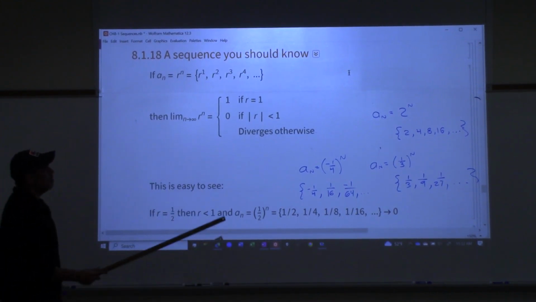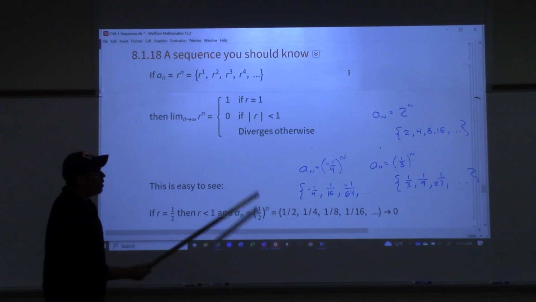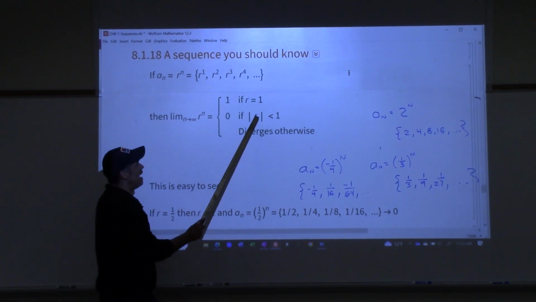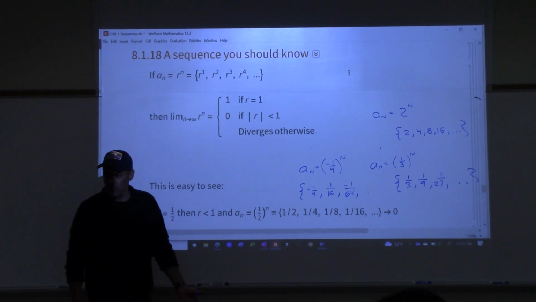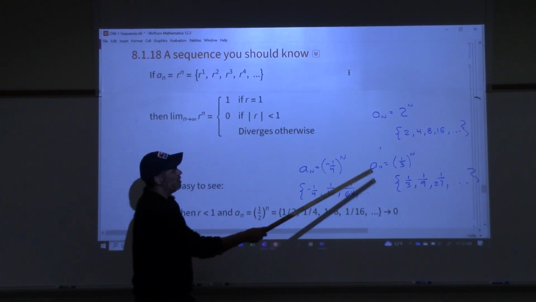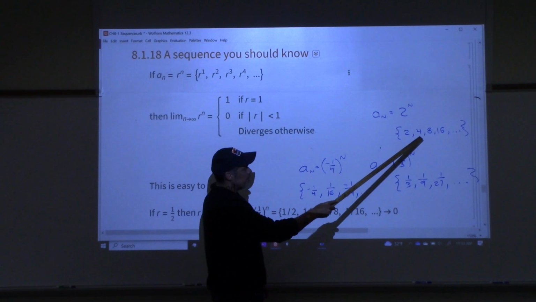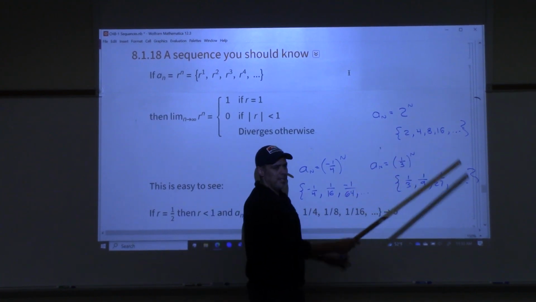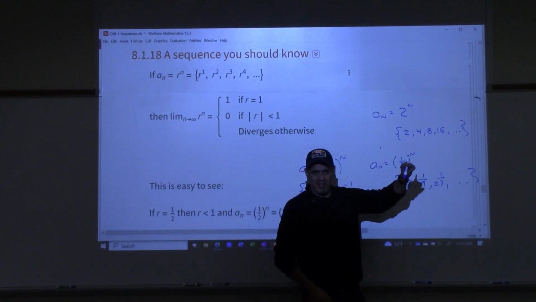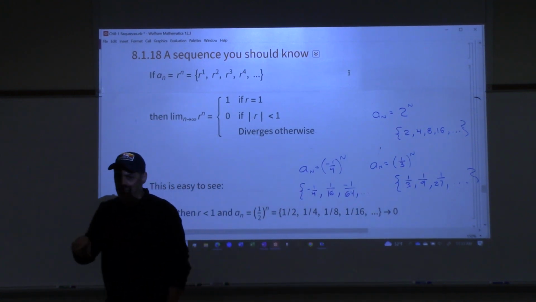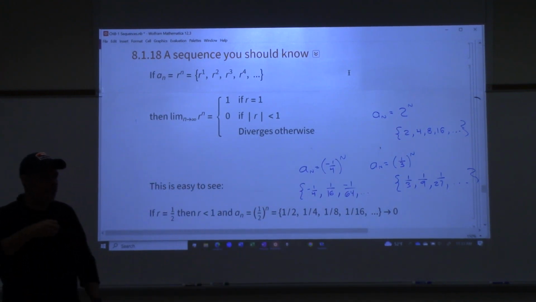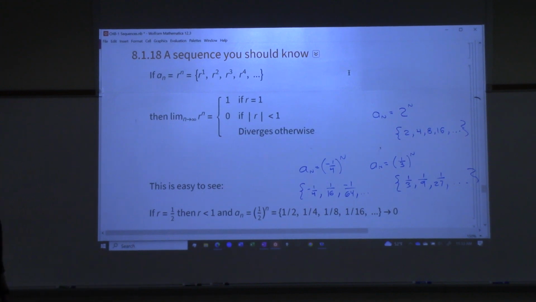Otherwise, if r is not 1 and the absolute value is not less than 1, like if r is 2, you're going to get divergence. Do y'all agree that diverges? See what's happening to it? 2, 4, 8, 16. That's just going to what? It's getting infinitely big, right? For convergence, we need it to go to a number. Infinity is not a number, right? Infinity is an idea, right? So, is that okay? Do I need to go into more detail about that?